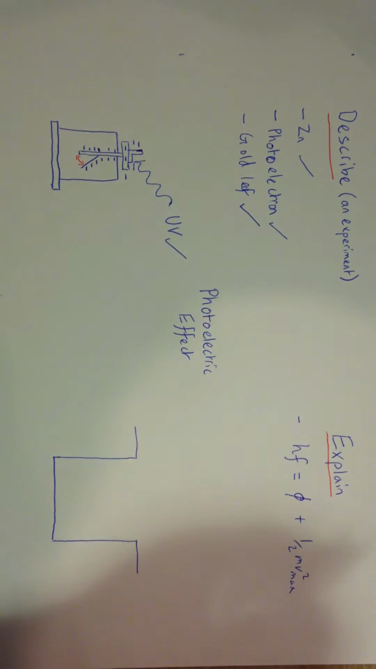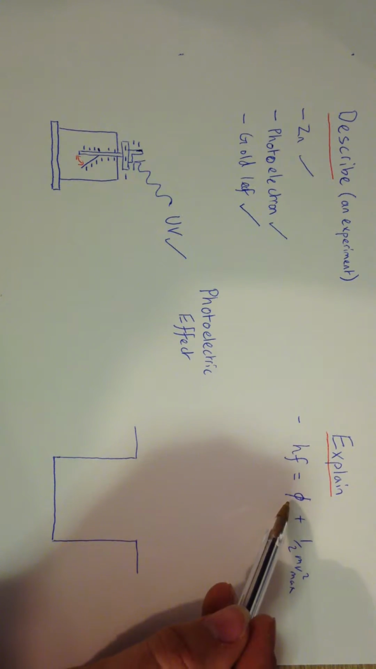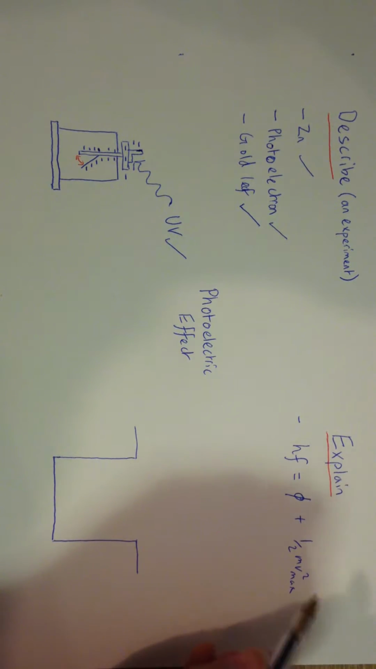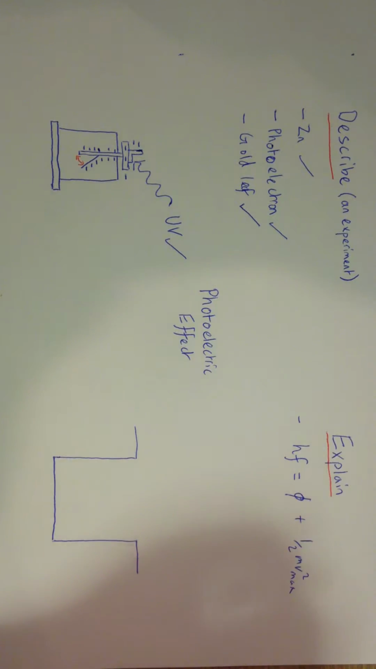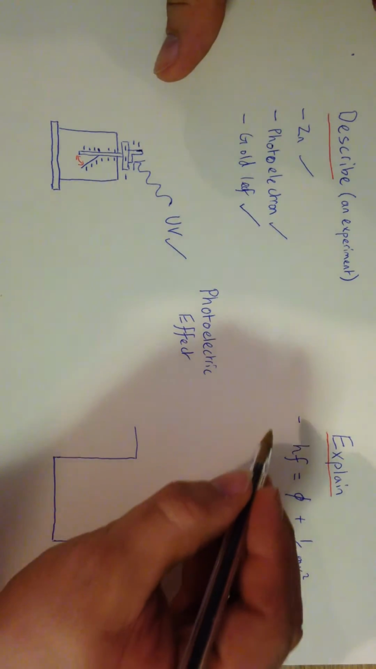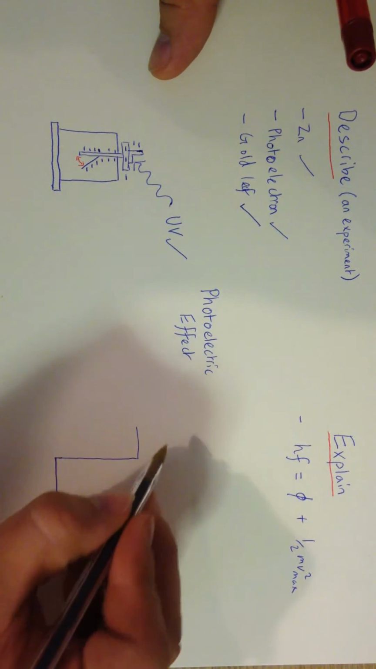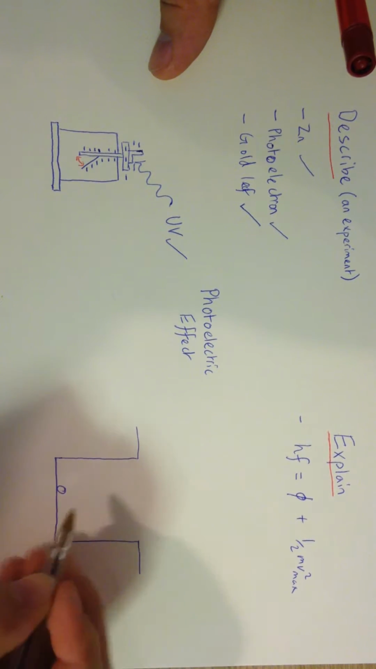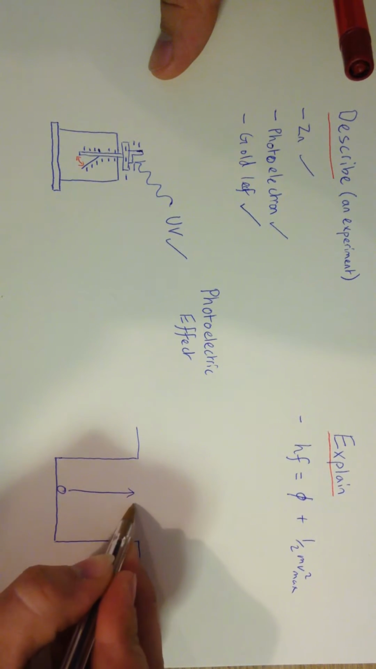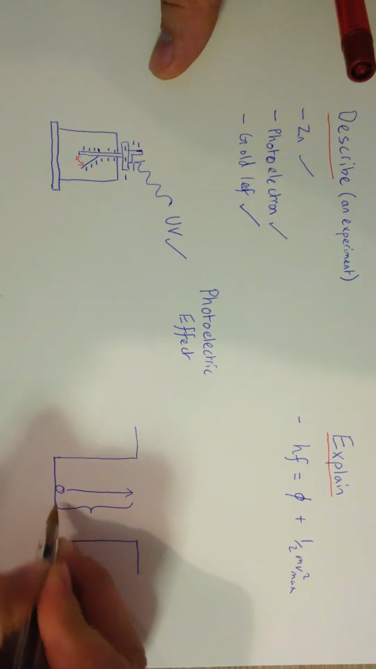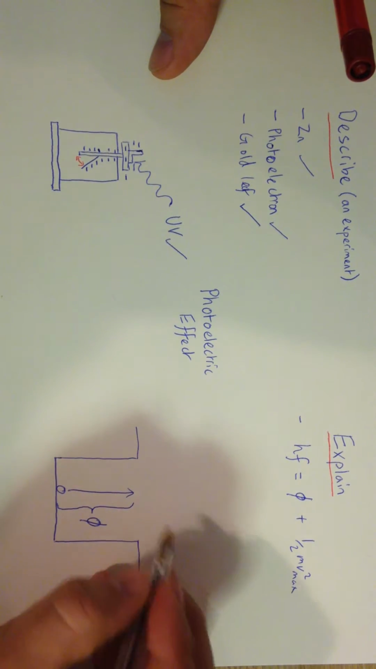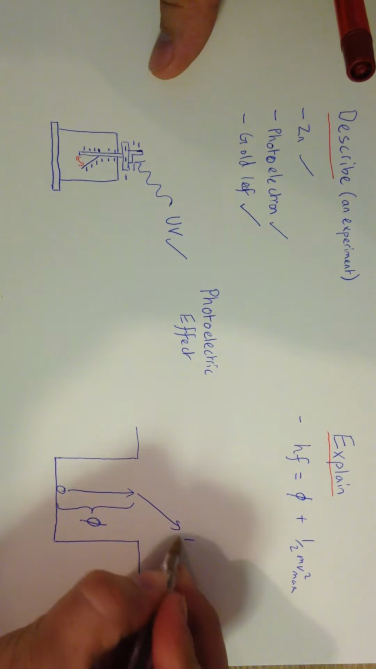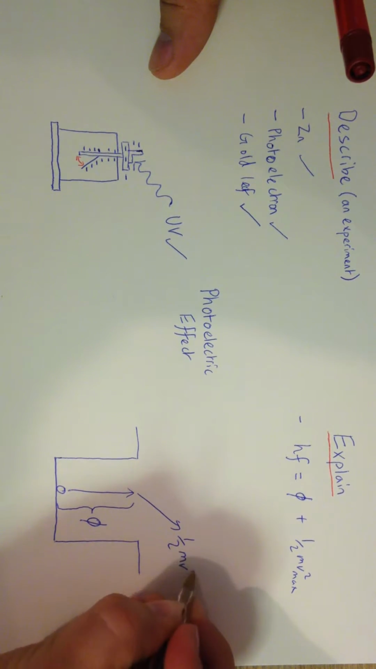So h is Planck's constant, f is the frequency of the photon, phi is the work function, and half mv squared is the maximal kinetic energy of the electron. The difference in explanation is going to come from the fact that if we've got an electron that we're trying to promote, it's obviously got to overcome the work function, and then any extra energy will be kinetic energy.